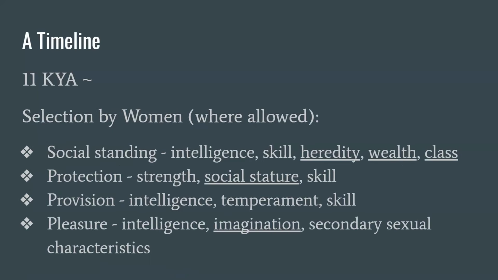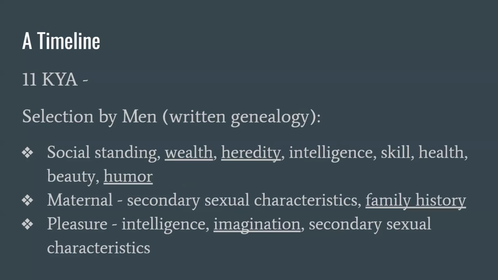Selection by women, if they're allowed to select at all, is going to be based on things now like heredity and wealth and class, because we got cities. Cities have mayors, cities have armies, cities have police, right? So what class are you in, and can you marry up? That becomes really important. Social stature becomes really important. And because we're reading and we're writing and we're speaking and we're telling stories, imagination and romance become really important as a selector.